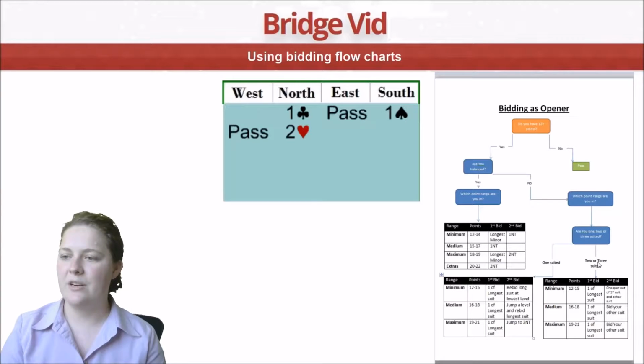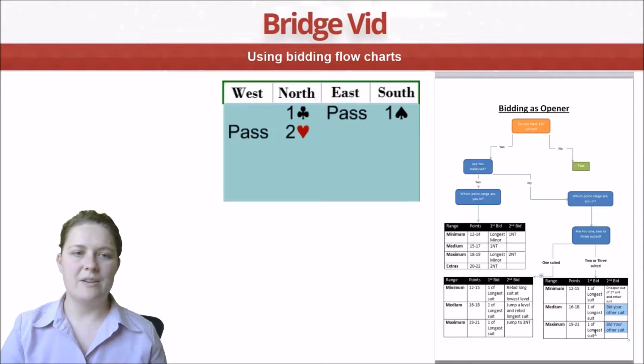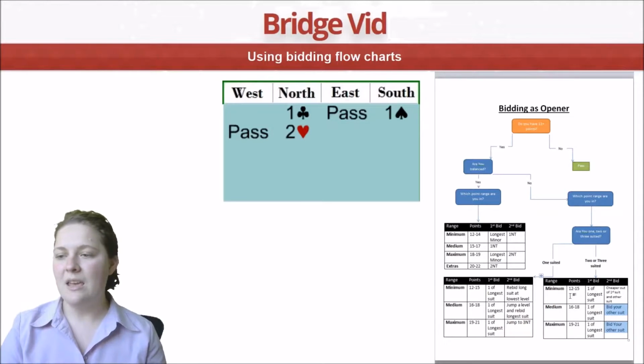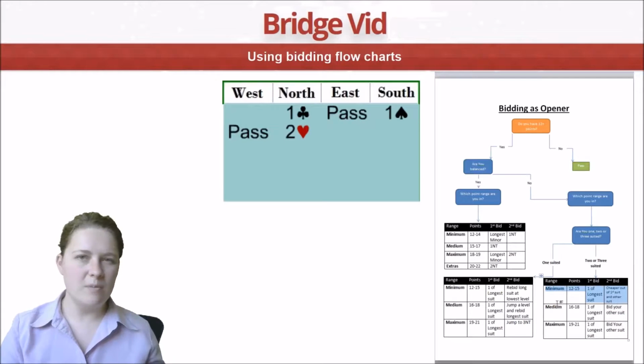So what we're trying to do, if we're a 2 or a 3 suited hand, is start off bidding our longest suit, and then, if we're maximum or medium, we're going to bid our second suit no matter what happens. If we're in the minimum point range, that's going to be the tricky one.